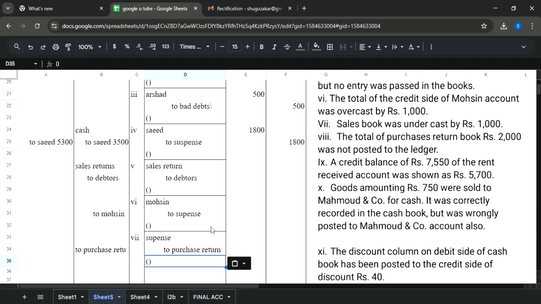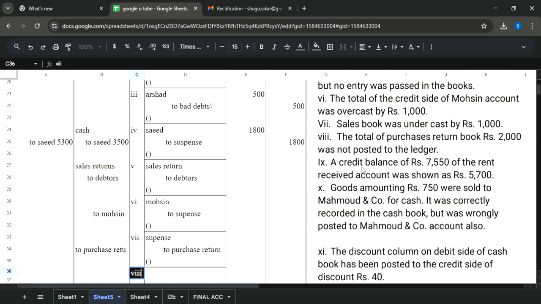I will let you know again. Purchase return was supposed to be written on credit side. We have not written. So solution is to write. So we have written at the same side. Nothing was present on debit side. So you have posted suspense account. After 7, let's see what our 8th entry is saying. Total of purchase return. Okay.